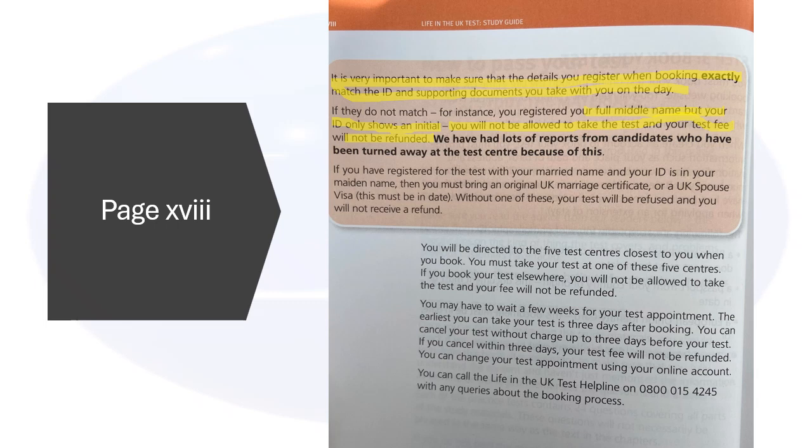Now if you have registered for the test with your married name, and your ID is in your maiden name, that's very important again, then you must bring an original UK marriage certificate or UK spouse visa, and this must be in date. Without one of these, your test will be refused and you will not receive any refund.